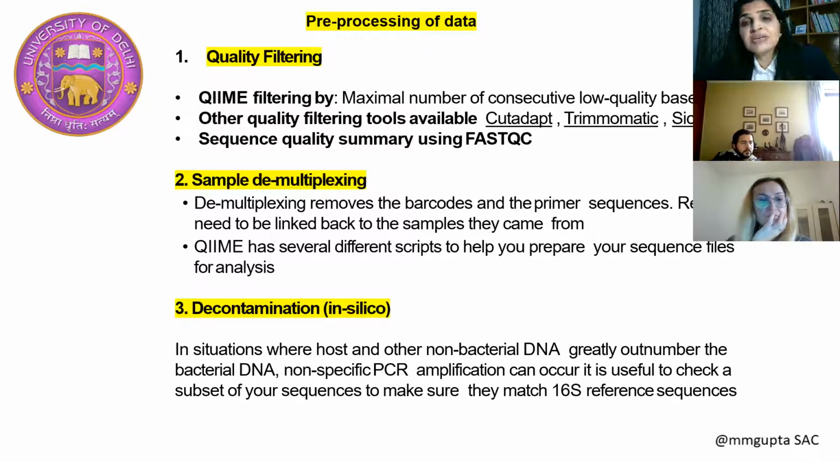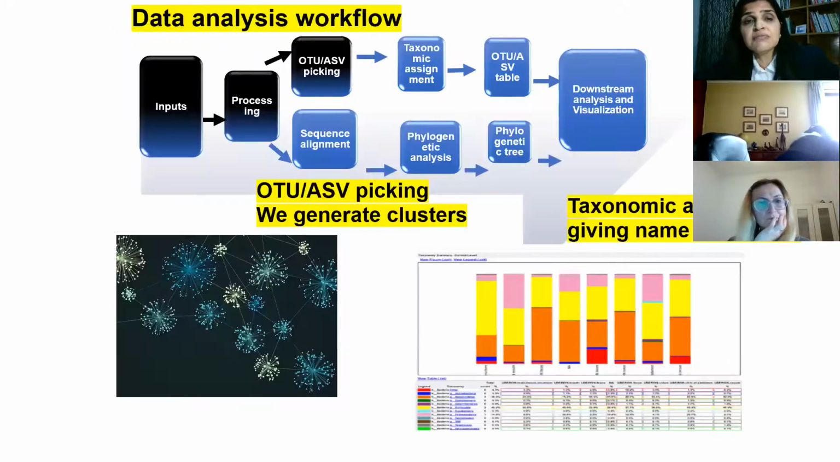And what is happening here, it depends. You have to decide if your samples are coming from a place where non-bacterial DNA greatly outnumbers the bacterial DNA. So non-specific PCR amplification can occur. And in that situation, it is very useful to check a subset of your sequencing to make sure that it matches 16S reference sequences. So the pre-processing of the data for quality check is quite important for processing the metagenomic data.